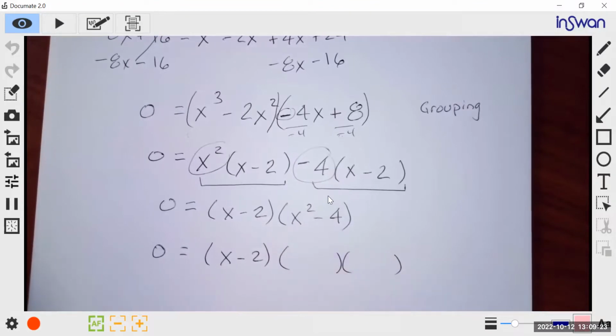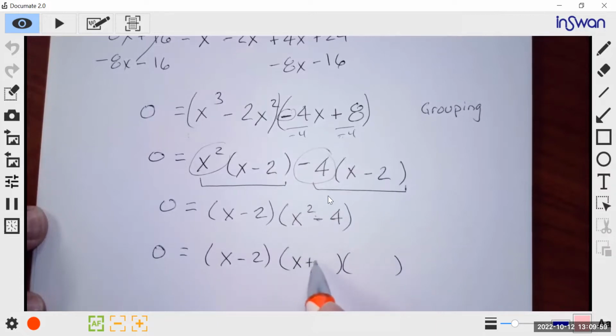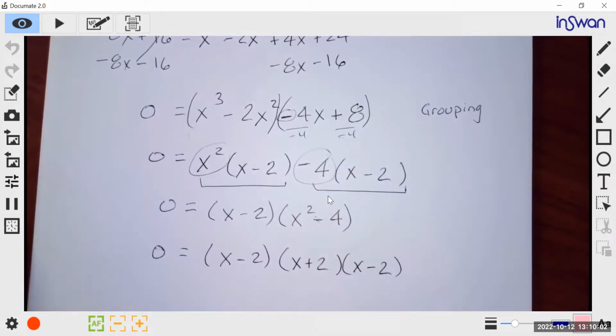X squared minus 4. How can that one get factored out? Look at both these numbers. It's a minus sign. There's a square. So what rule are we going to look at? See if it works. The difference of 2 squares. Is 4 a perfect square? Made up of what? 2. So it's x squared minus 2 squared. Difference of 2 squares. Which means it factors out into what? X plus 2, x minus 2.